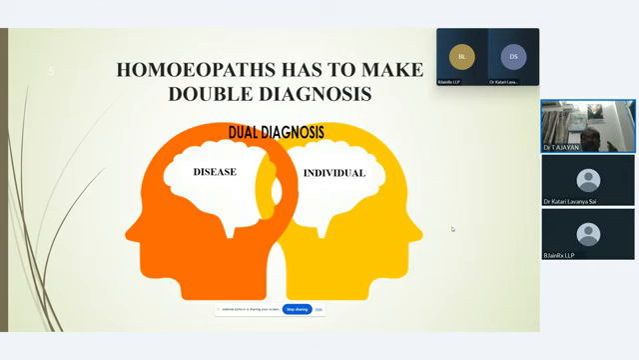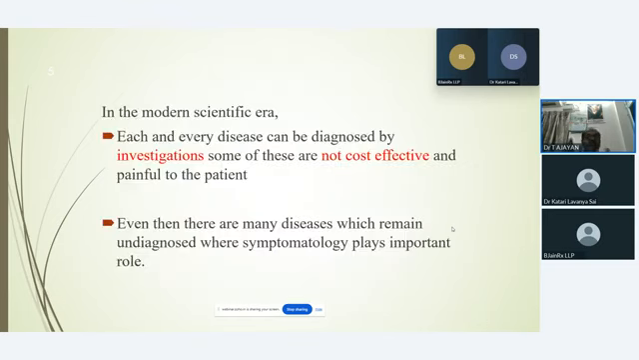Therefore, we make our diagnosis at two different levels. One is the disease diagnosis, and the second one is the individual diagnosis. Disease diagnosis means the naming of a disease. In the modern scientific era, each and every disease can be diagnosed by investigation. Some of these are not cost effective and are painful to the patient. Even then, there are many diseases which remain undiagnosed. There, symptomatology plays an important role. That is another advantage of homeopathic science.